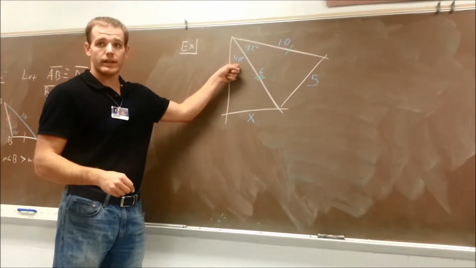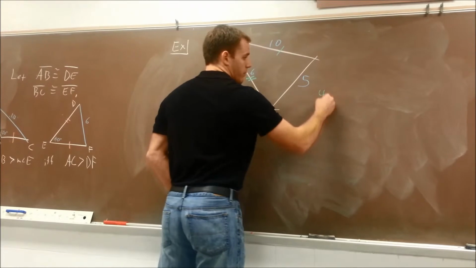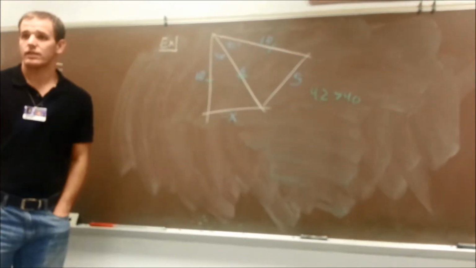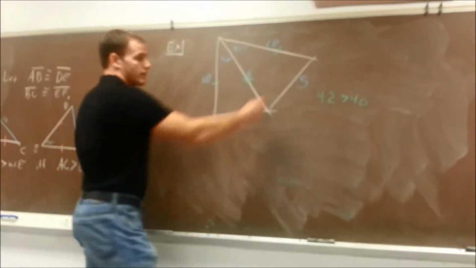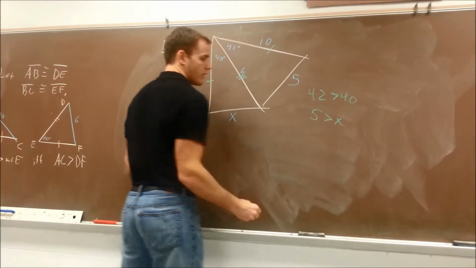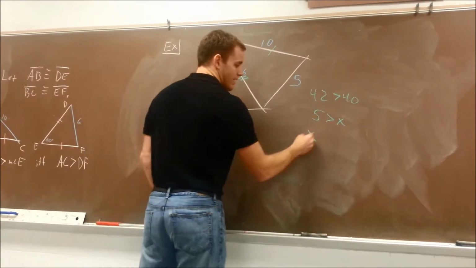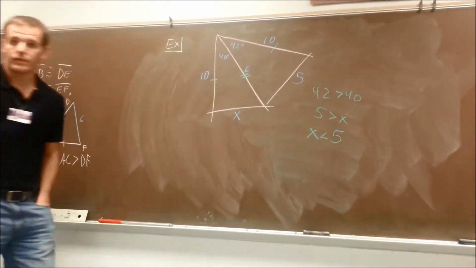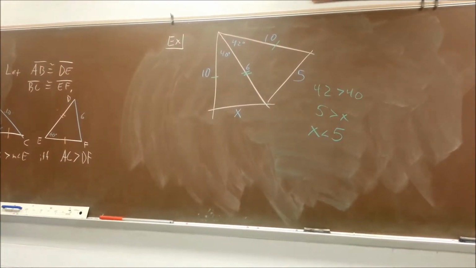Now, which one's bigger, 42 or 40? 42 is bigger than 40, right? So what does that mean? 5 is bigger than x. Or we could just rearrange it and say x is less than 5, correct? Pretty simple? But are we done?